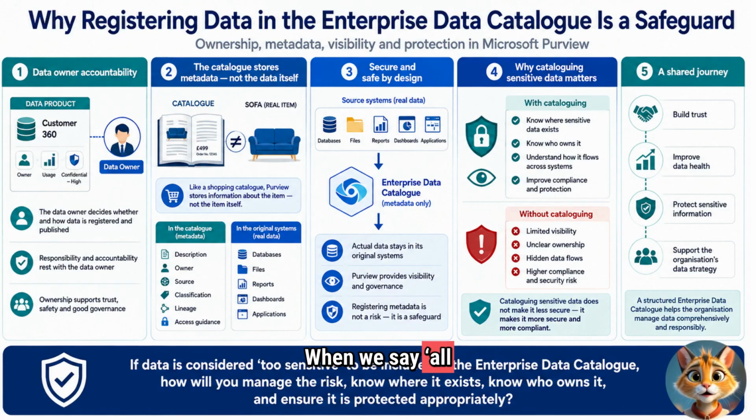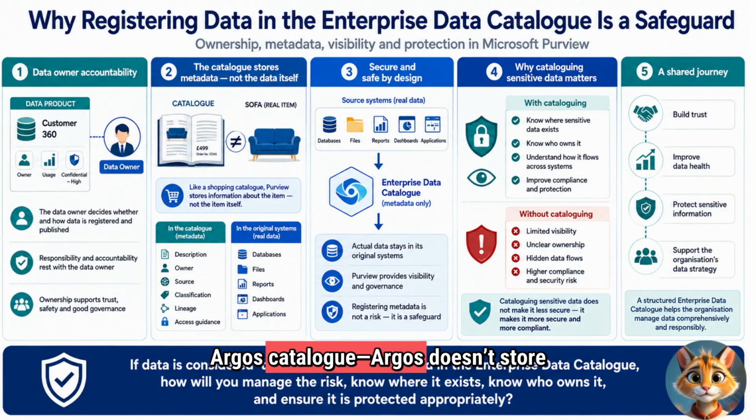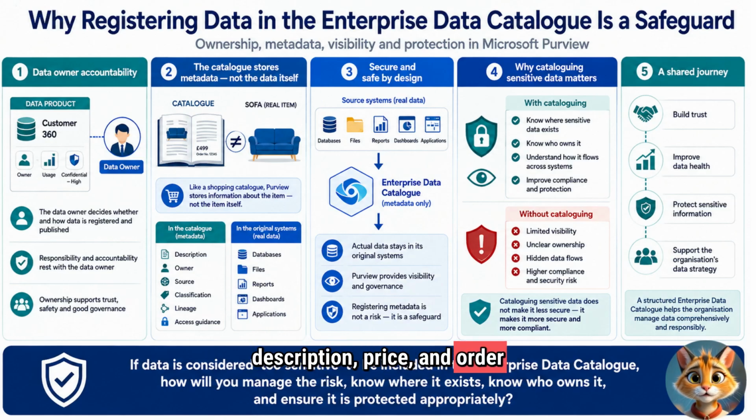When we say all data should be in the catalogue, it's important to remember what we're really talking about: metadata, not the actual data itself. Think back to the Argos catalogue. Argos doesn't store the sofa in the book. It stores the description, price, and order number. Similarly, Microsoft Purview never holds your data. It only holds the metadata that describes it.